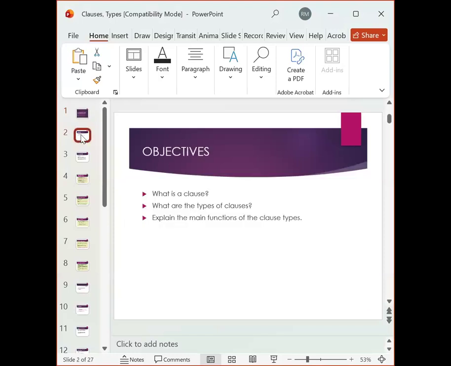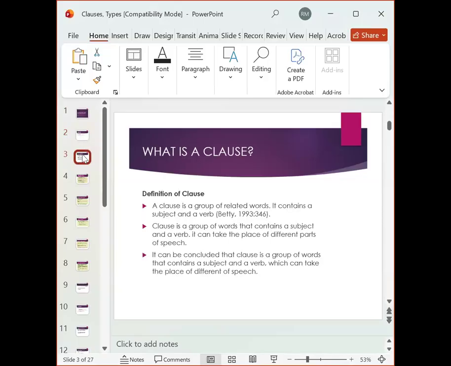I expect that at the end of this session, you'll be able to define what a clause is and identify clauses and even write your own examples. I also expect that you'll be able to identify the various types of clauses and how they are used, or the functions of each of those clause types that we'll be looking at. So while we continue, keep that in mind, okay?